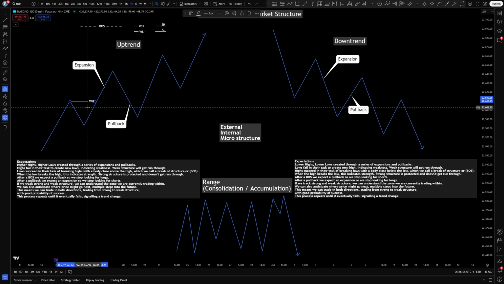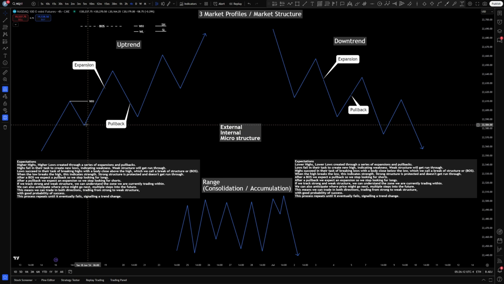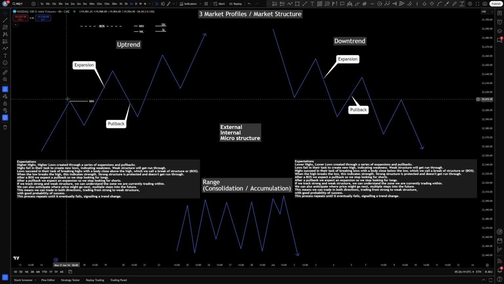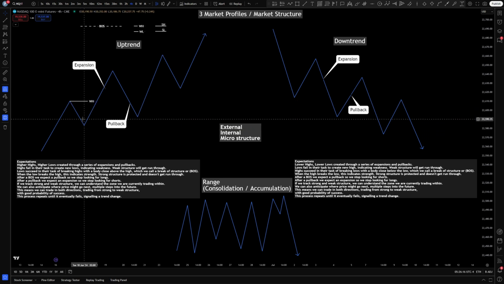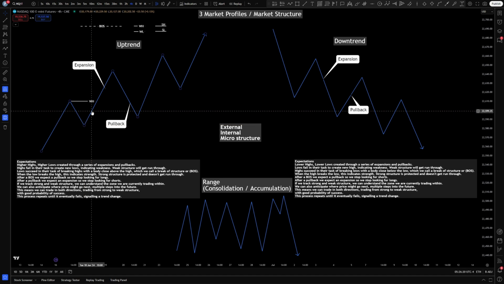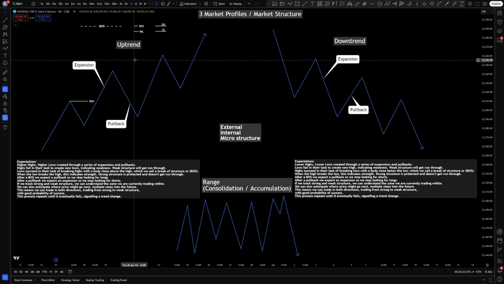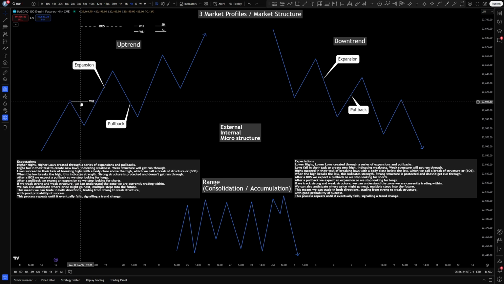It collapsed, let's say, before it got there. So therefore it becomes weak. And weak structure, we expect, is going to be run through. So when we come down and we get this pullback and then we start to shift upwards, we could be considering here, especially if we know we're in an uptrend, that this is going to be a weak structure that's going to get run through.